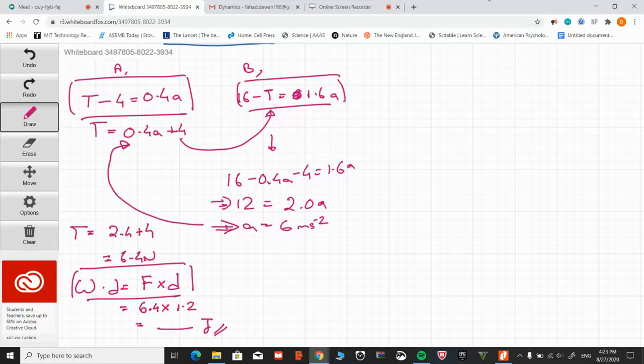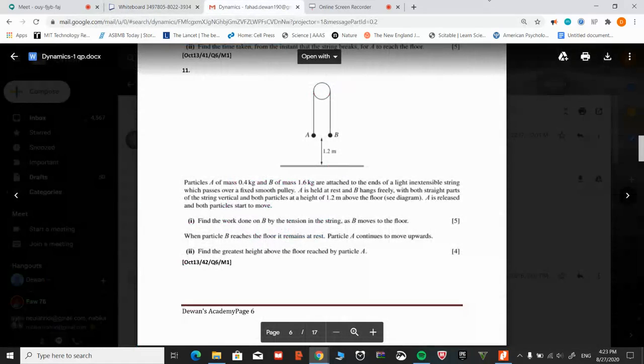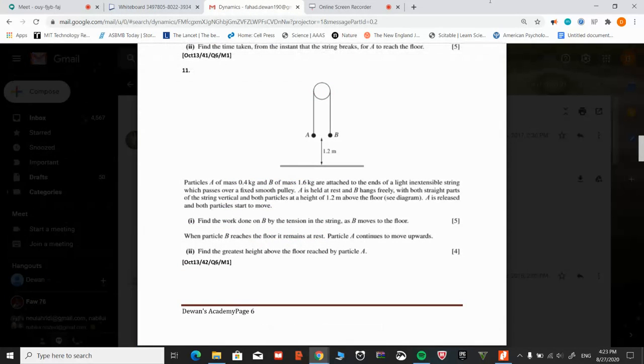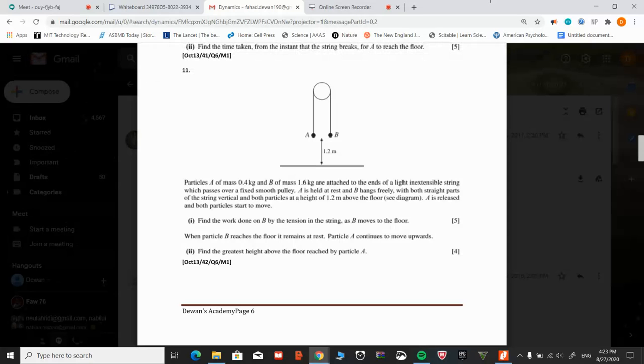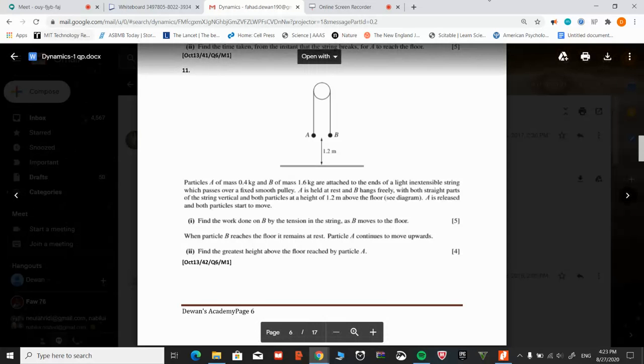Now, what's more important to us in this question is the acceleration. Okay? So the acceleration is 6 meters per second squared. This is what we'll be using to answer this question. When particle B reaches the floor, it remains at rest. It hits and stays there. Particle A continues to move upwards. Find the greatest height above the floor reached by particle A.